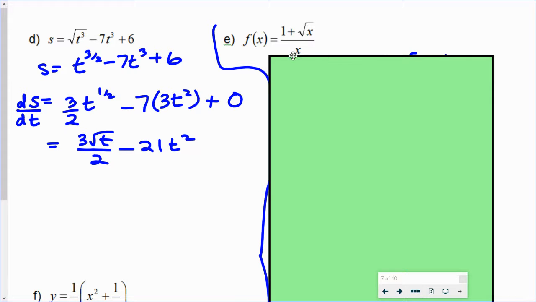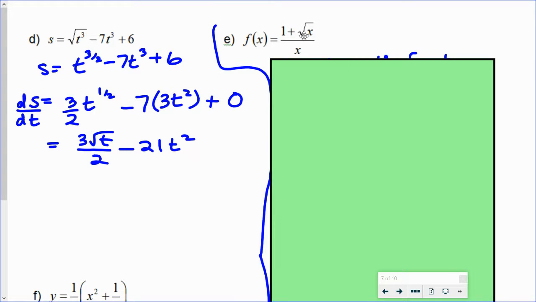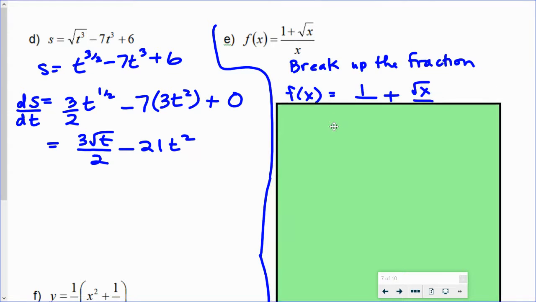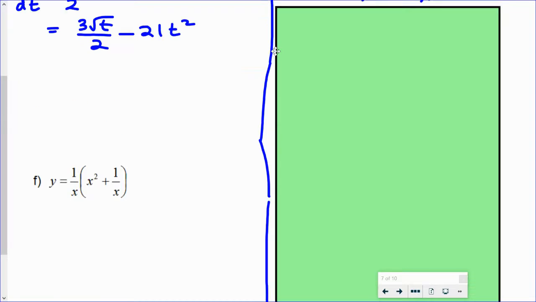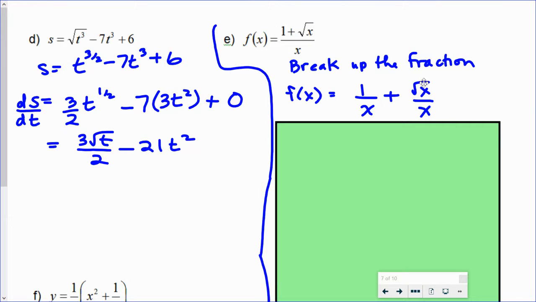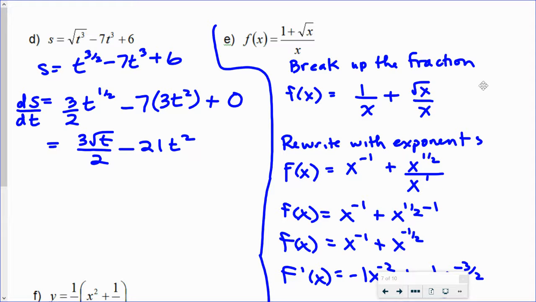Okay, and then for example, f of x is 1 plus root x over x. We haven't dealt with fractions like this yet, but we could split this numerator, break up the fraction so that we have 1 over x plus root x over x, and then we can simplify that a little bit. So I can now rewrite with exponents, x to the negative 1 and x to the 1/2 over x to the 1. Keep simplifying before I even apply my derivative.